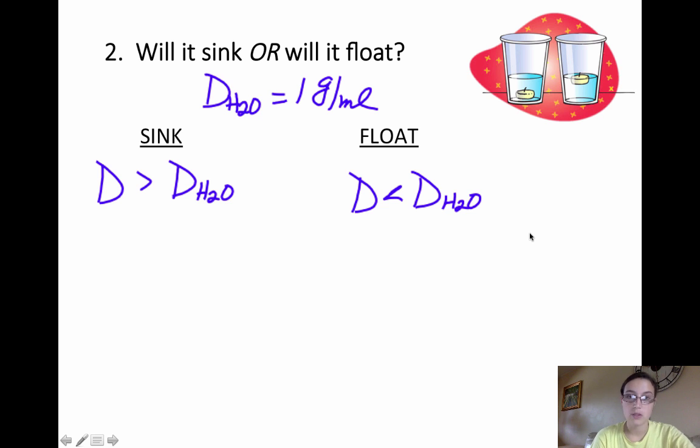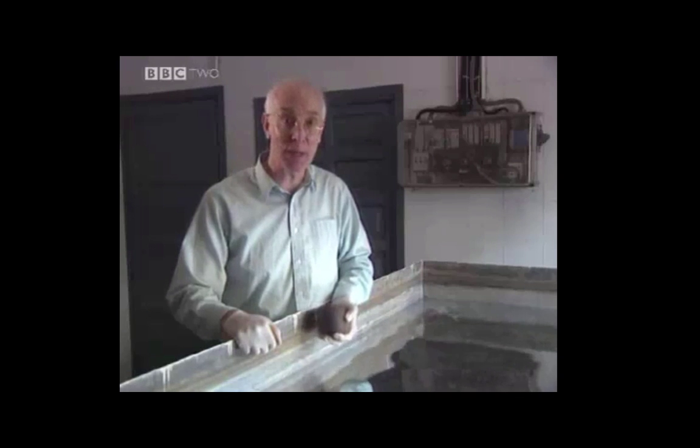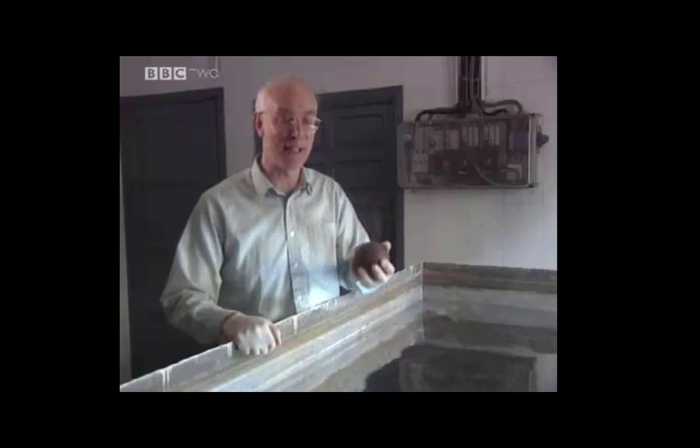So what we're going to do right now is we're going to take a look at a video that deals with density, and it's actually a really cool video. Because mercury is a very dense liquid, a liquid so dense that cannonballs float in it.